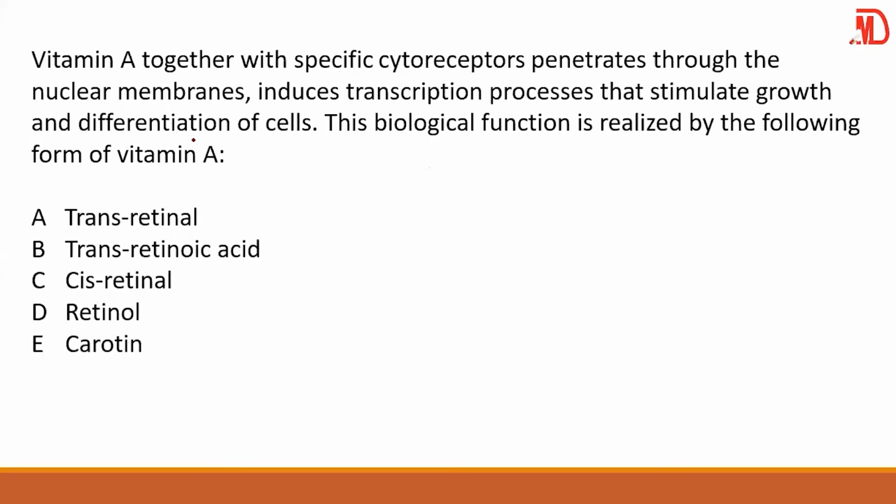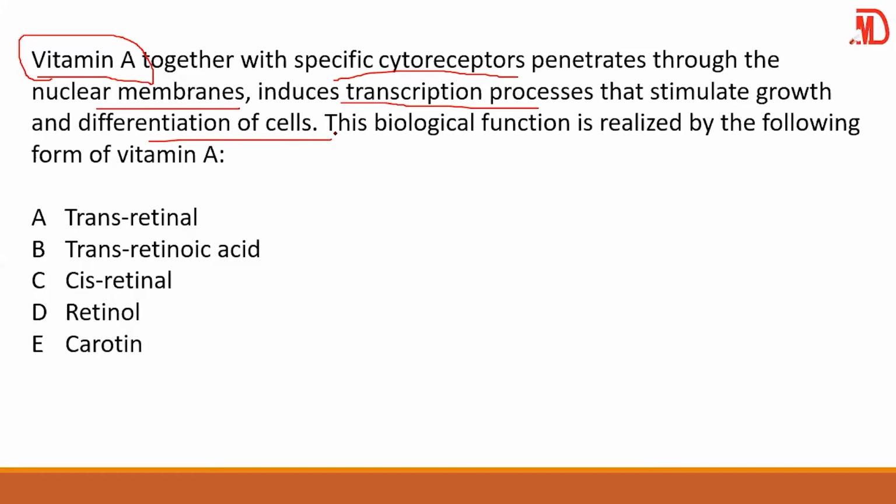We have vitamin A. Again, vitamin A has to do with what? With the eye, and then what? Wound healing. Always wound healing. Now, vitamin A, together with specific cytoreceptors, penetrates through the nuclear membranes and induces transcription processes that stimulate growth and differentiation of cells. So this is why it enhances wound healing, because it stimulates growth and differentiation of cells.